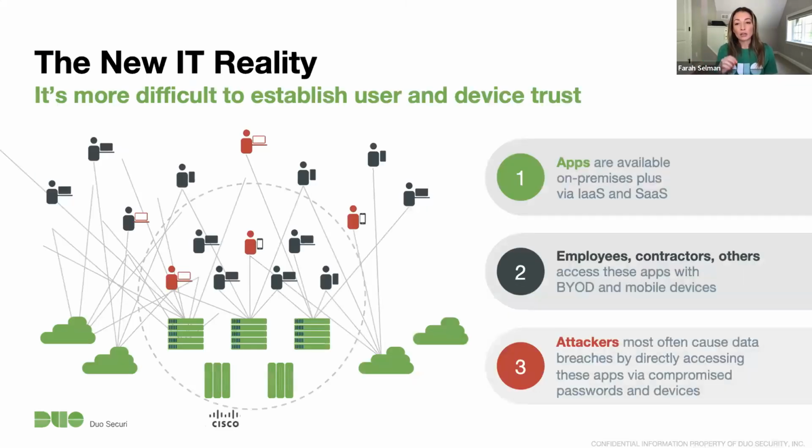So let's begin by looking at the current threat landscape and how we got here. It's an understatement to say that 2019 changed the world. It also had a big impact on IT environments. So here is our new IT reality. It's become increasingly difficult to establish user and device trust.